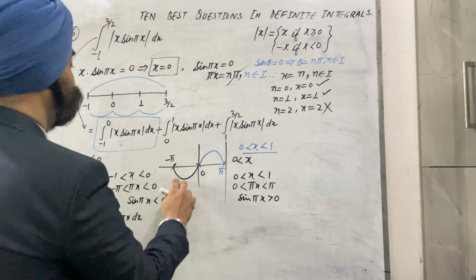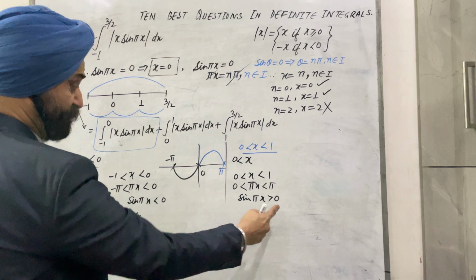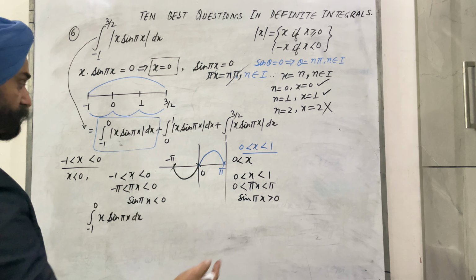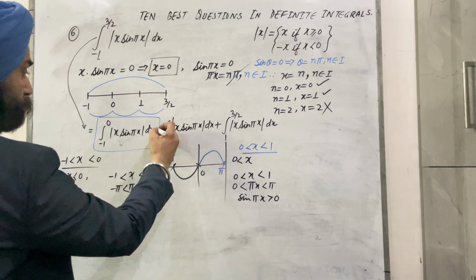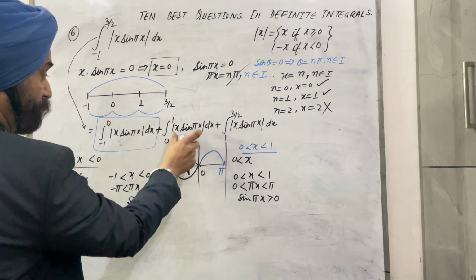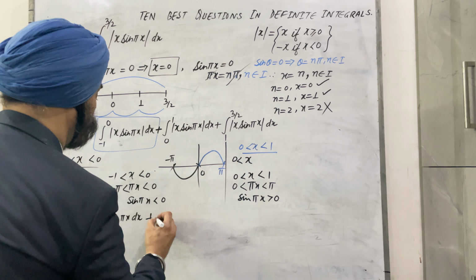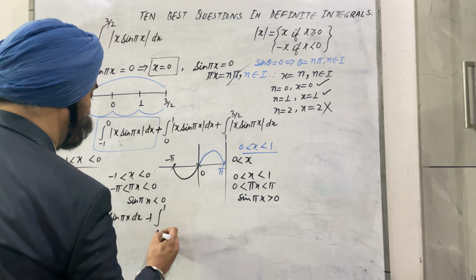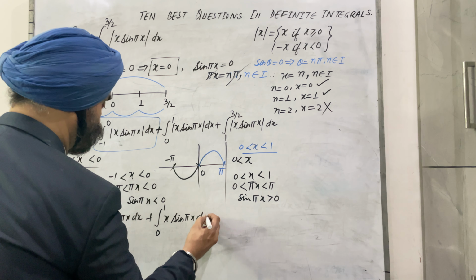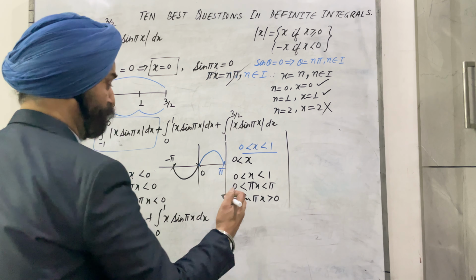So here for the second integral, x is positive, sine pi x is also positive. The product is also positive. Positive multiplied by positive makes it positive. So if you look at this second portion of this integral, simply the mod is going to be removed and x sine pi x is already positive. So I'll be able to write 0 to 1 x sine pi x dx. For the second portion, I think it is also visible through the graph.